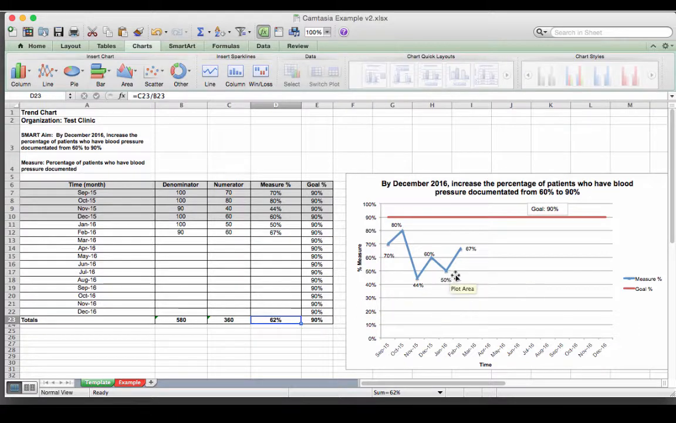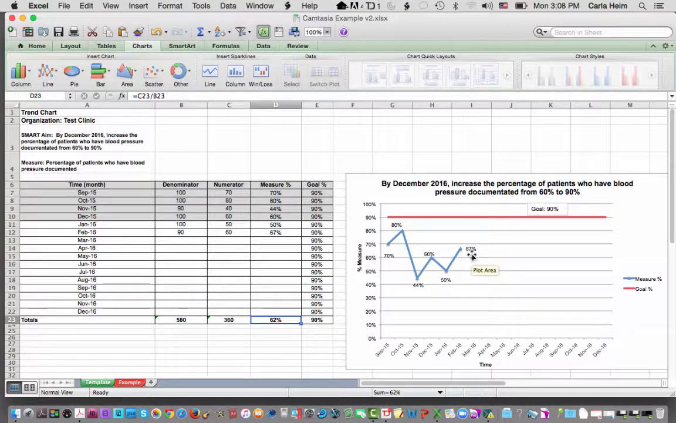Toggling over to the trend chart, the blue line is showing us that initially we started out with 70% of patients having their blood pressure documented, and currently we are at 67%. You will continue to track your monthly data to see how the numbers change going forward.